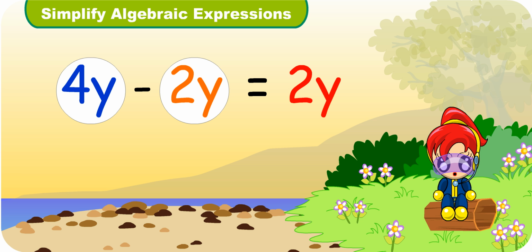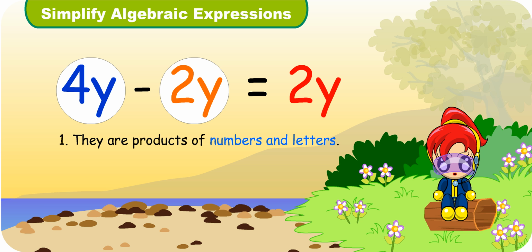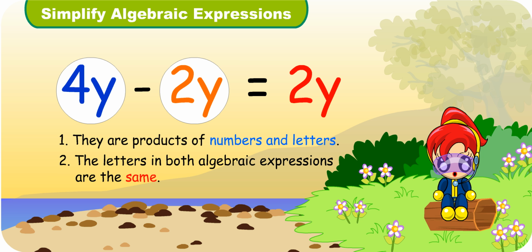Let me see. First of all, both of them are products of numbers and letters. Second thing is the letter in both algebraic expressions are the same. It's y. Very good, Turbo Girl. Since 4y and 2y share the letter y, we call 4y and 2y like terms.